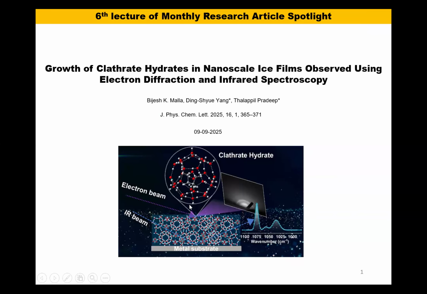Okay. Thank you. So, good evening, everyone. Today, I'll be discussing one of my papers, which was published recently in JPCL, whose title is Growth of Clathrate Hydrates in Nanoscale Ice Film Observed Using Electron Diffraction and Infrared Spectroscopy. This is a collaboration work between IIT Madras and University of Houston. This is the TOC which you are seeing, representing the title. The detection of clathrate hydrate by using RHEED, reflection high energy electron diffraction, and RAIRS, reflection absorption infrared spectroscopy.